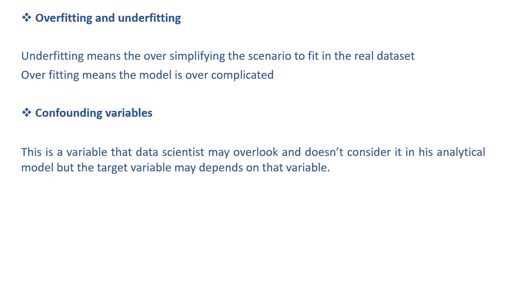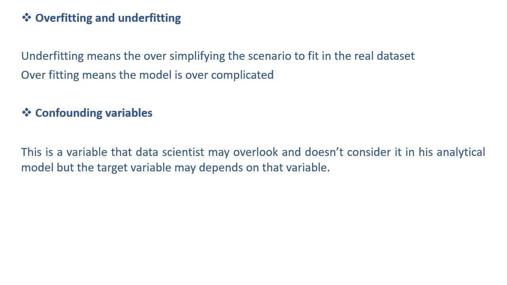Now, overfitting and underfitting. Underfitting means the oversimplification of the data to fit the real data set, and overfitting means on your training data set your model performs very well, but on a testing or real-time data set it is overly complicated. So a data analyst or scientist should remove this overfitting and underfitting bias.